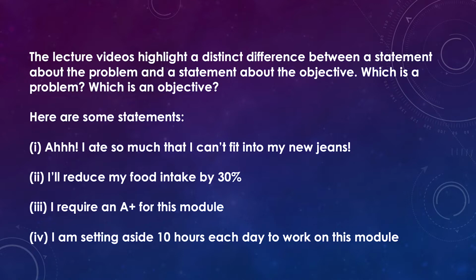But the next one that comes immediately after the next option, I'm setting aside 10 hours each day to work on this module. That is a statement of the objective. Yeah, I am going to do this in order to get an A+. So, yay, I hope you get an A+ too, alright?